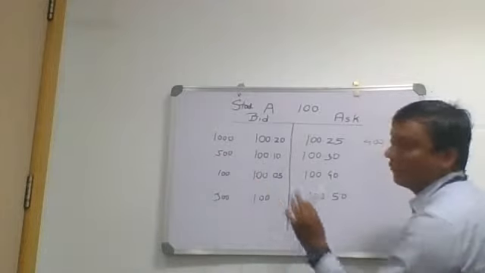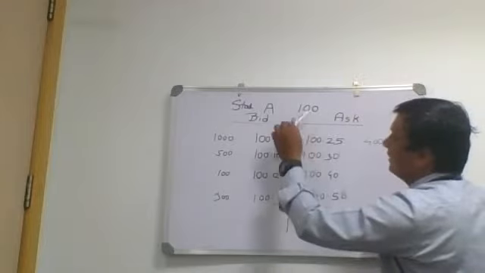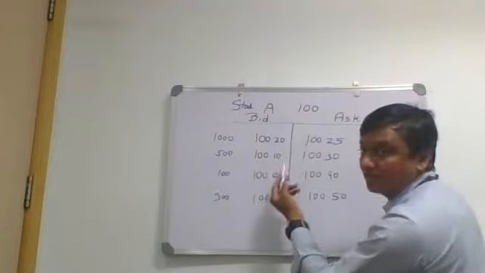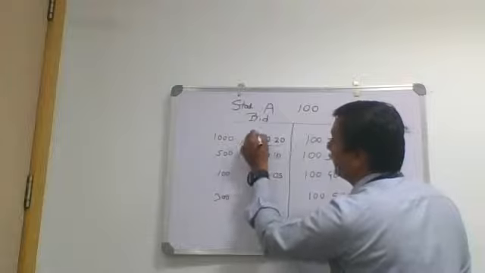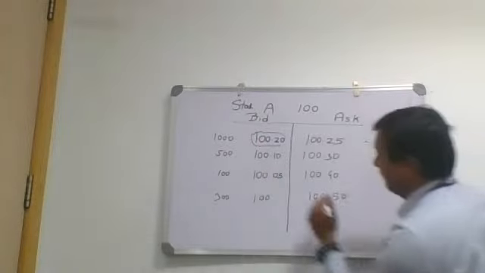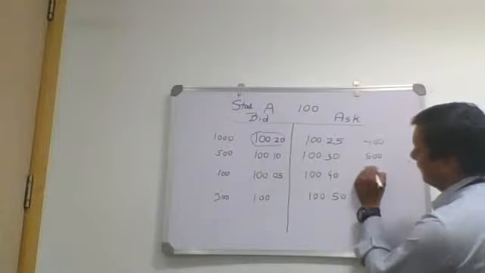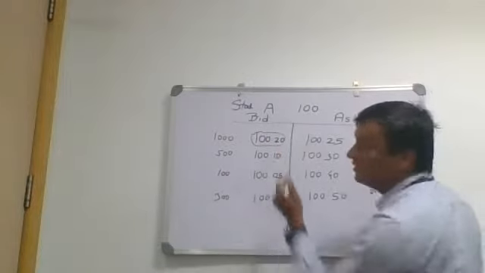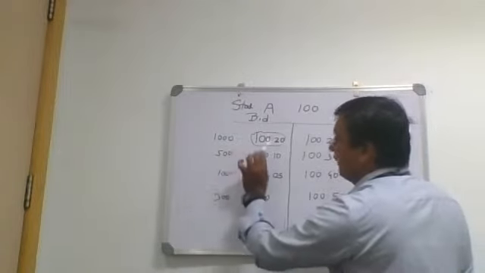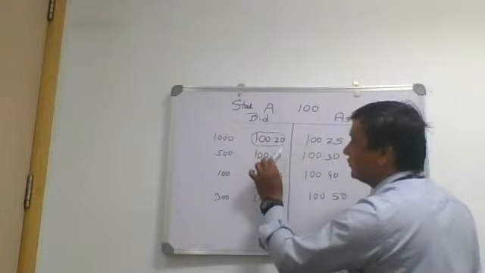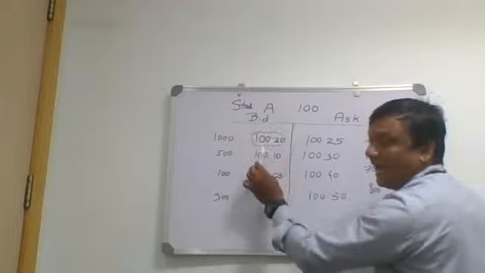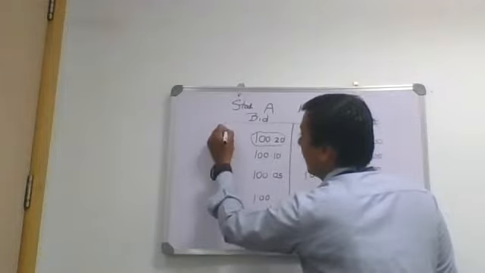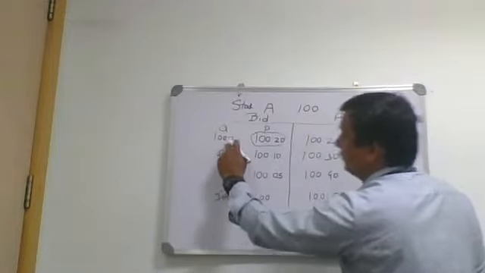In this case, what does this mean? For stock A, the current price at which the buyers are willing to buy this stock is 100.20. This whole left hand side shows the buying side, so these are all buyers. It means there are buyers who are willing to buy stock A at 100.20 rupees, and the quantity they are willing to buy is 1000.